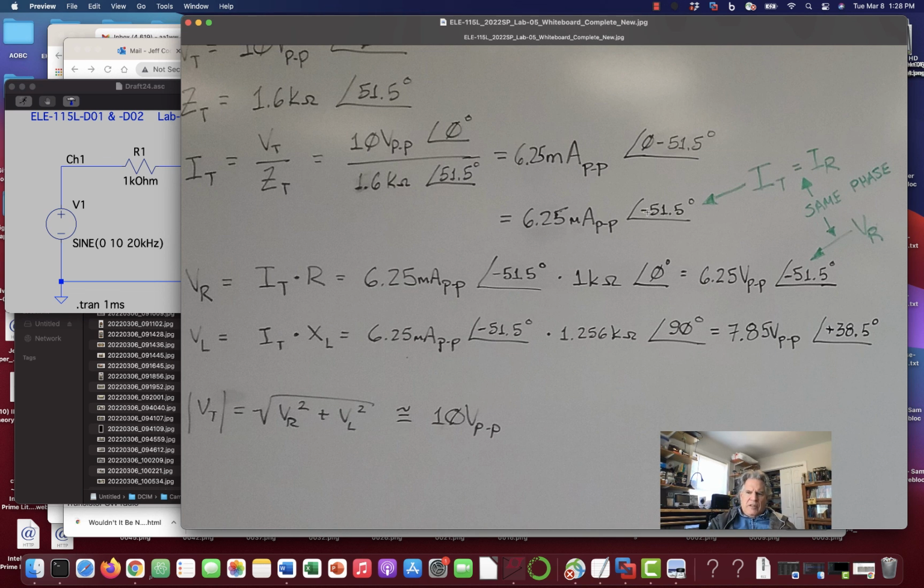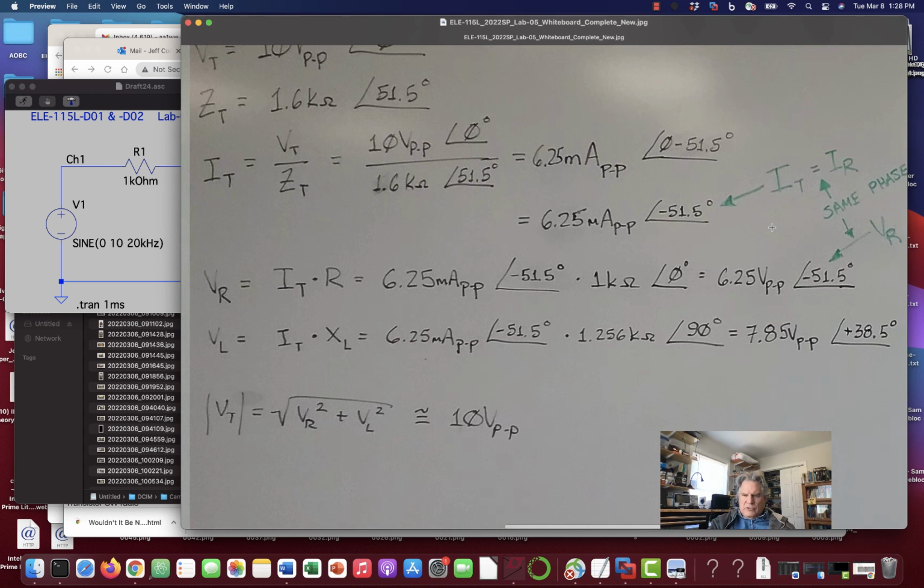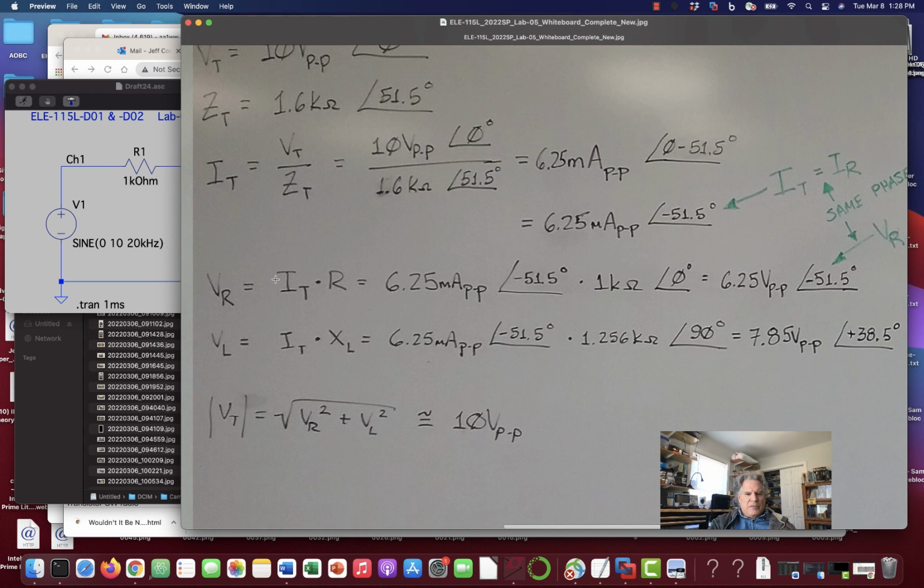Just an important point for series circuits: I total equals IR. You'll see that in the calculations here. The voltage across the resistor is equal to, technically you'd say in Ohm's law, the current through the resistor times the resistance, V equals IR. It turns out in a series circuit, the current through the resistance is also the total current.